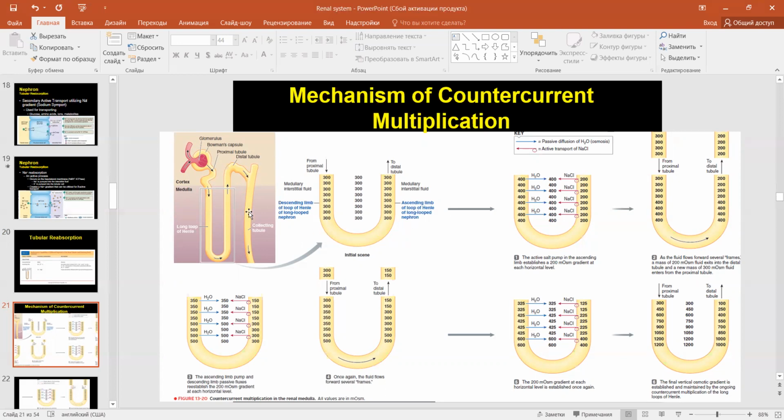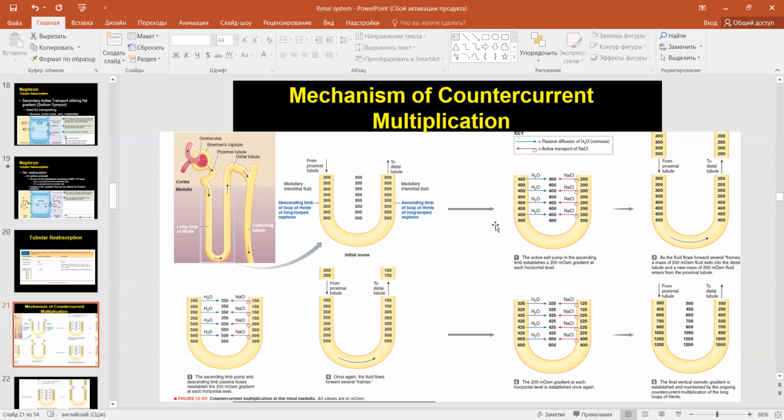So initially, before the vertical osmotic gradient is established, the medullary interstitial fluid concentration is uniformly 300 milliosmol. Now please look at the top left picture. As are the rest of the body fluids, 300. The active salt pump in the ascending limb can transport sodium chloride out of the lumen until the surrounding interstitial fluid is 200 milliosmol more concentrated than the tubular fluid in this limb.